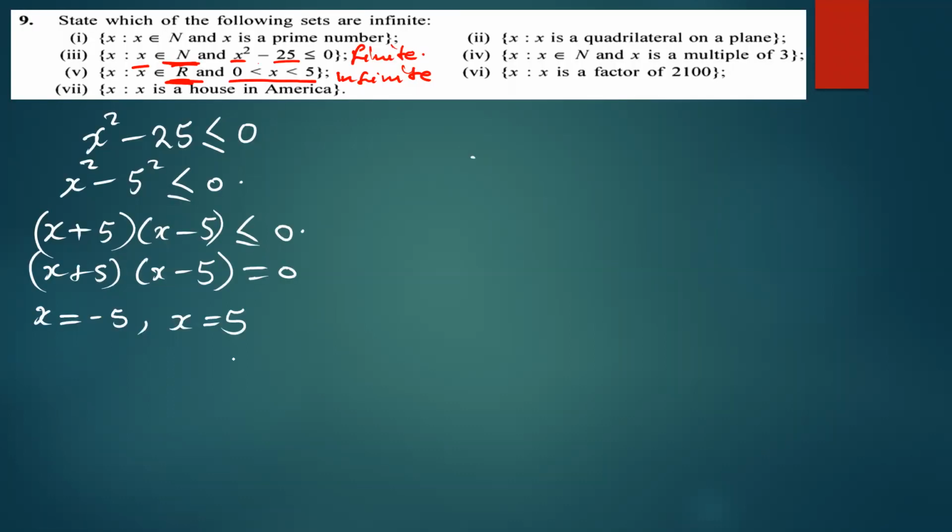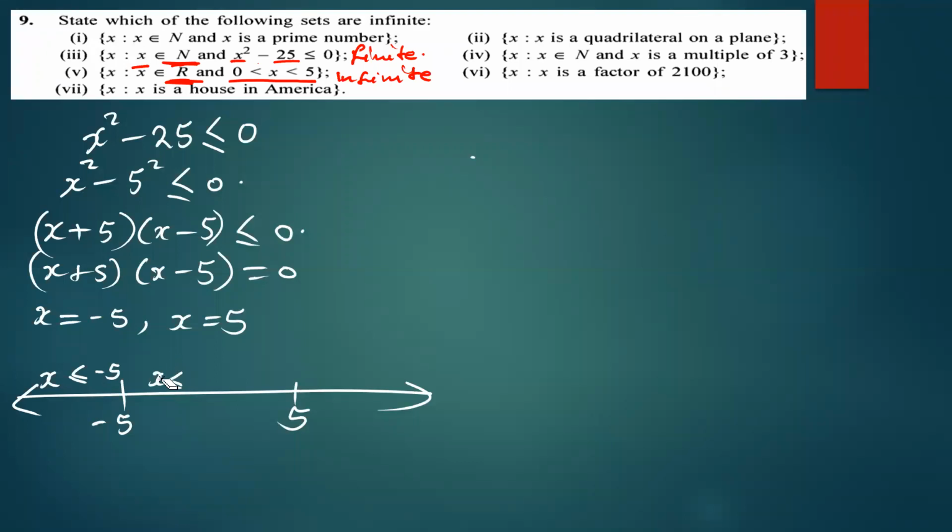So after getting your critical points, you can put them on the number line so that you can test them. So you have -5 and you have 5 there. On this side, we know that all the values are less than or equal to -5. And the values between -5 and 5, we write them as -5 less than or equal to x less than or equal to 5. Then on this side, we have all the values that are greater than or equal to 5.